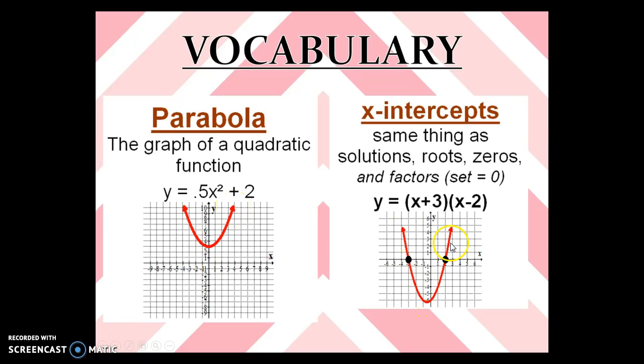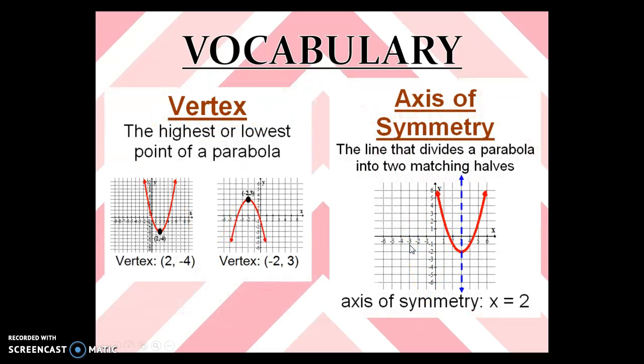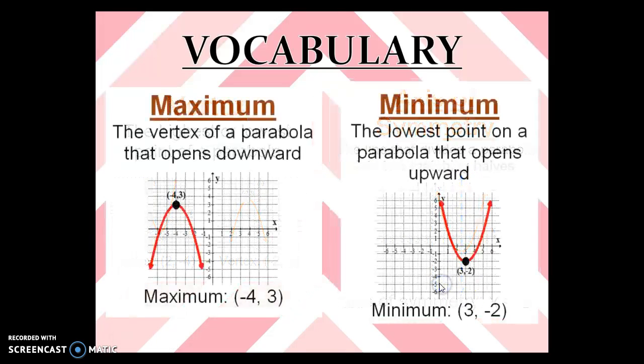X-intercept, where that quadratic function crosses through the x-axis, is also called solutions, roots, and zeros. The vertex of a quadratic function is either that lowest point or that highest point. Remember, that's the vertex. The axis of symmetry is that line that goes straight through the center. The maximum is when it has a highest point, and the minimum is when it has a lowest point. That's the minimum.